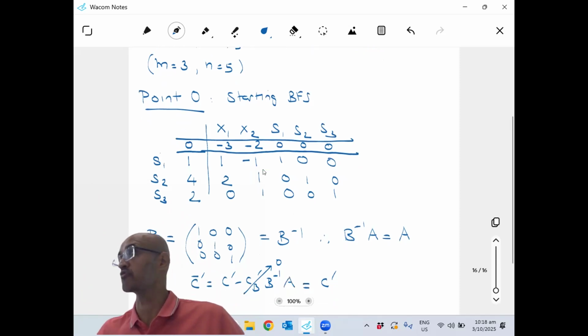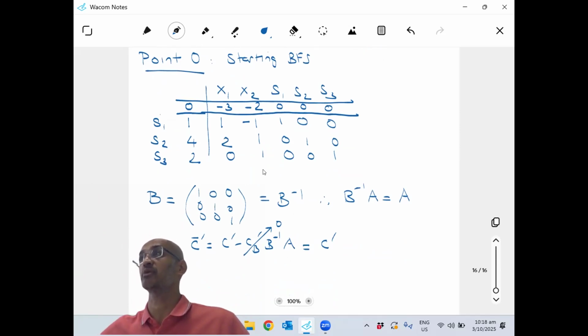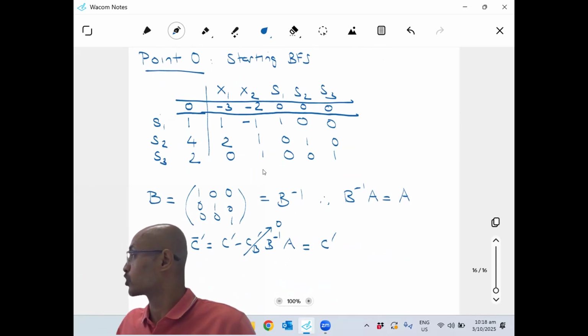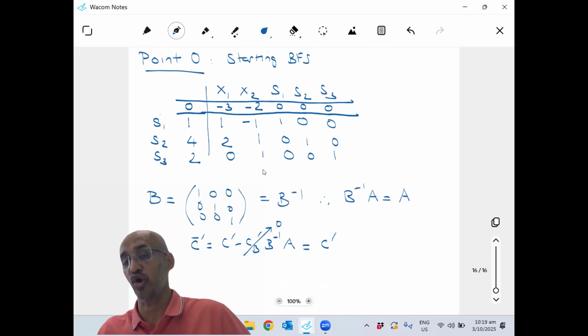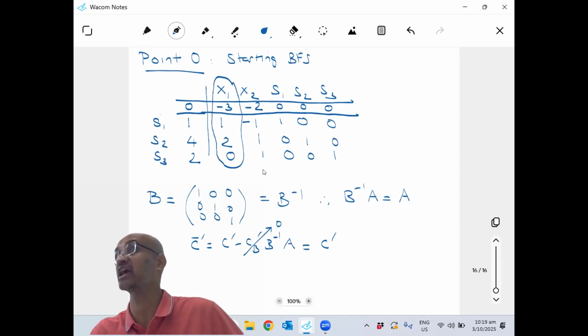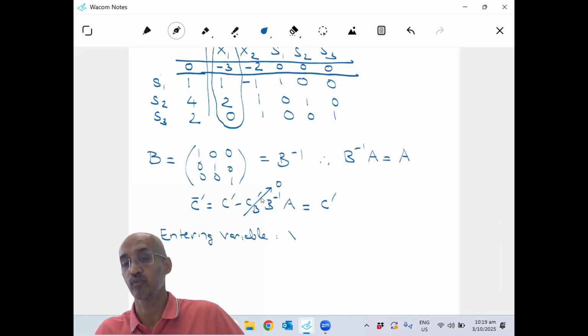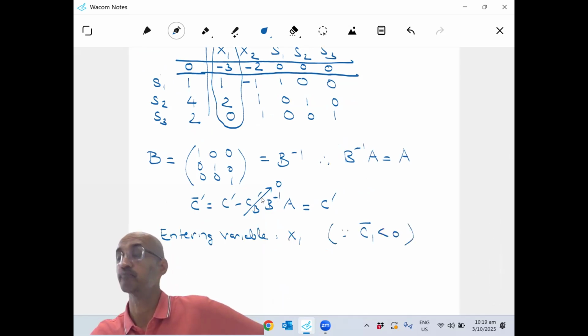So let's choose X1 for now. That's a choice. So remember, there's a choice, and that's where the simplex method requires some refinements. You have to have some rules for choosing the entering and exiting variables. But among negative reduced costs, I can choose any one. So I choose X1 because X1 has a negative reduced cost. So suppose the entering variable is X1. It's not the only choice. You could have chosen X2 too, because C1 bar is negative.